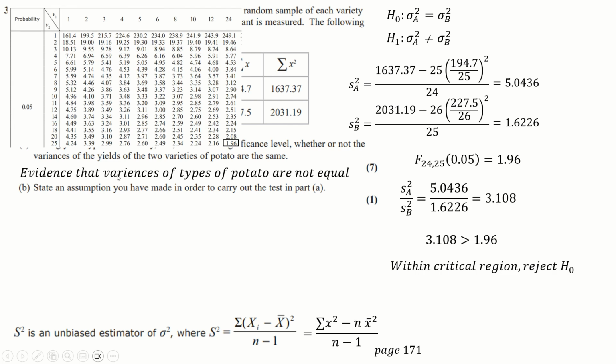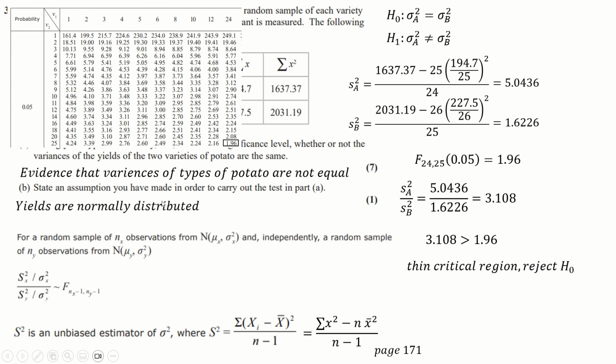And then, like I said earlier, just always add some context. So there's evidence that the variances of the varieties of potato are not equal is maybe something to say. State an assumption that you made. Now, it's actually given in the formula book here, that this whole thing we did here of Sx squared over Sy squared is distributed with an F distribution, which is essentially what I did all of this for. That only works if these two things are normally distributed, right? So we're going to say that the yields of the two different types of potato are normally distributed is the assumption that we made here, because otherwise we're breaking this key rule that's in the formula book for us, and it won't work.